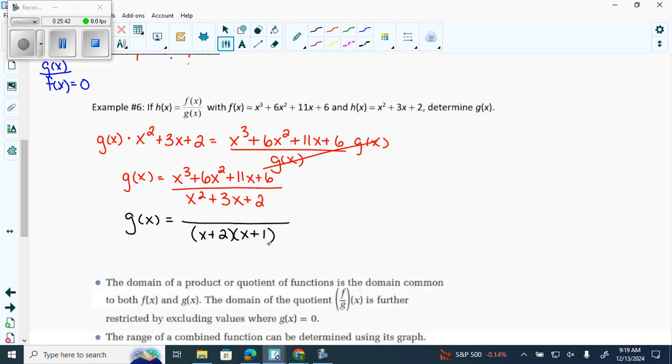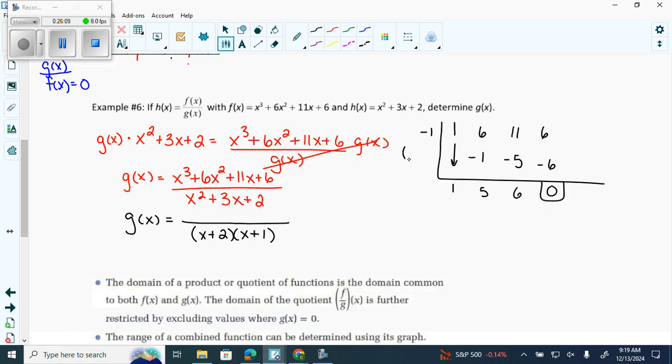So if someone took away my calculator, I would try -2 or -1 and see if they synthetically divide. I'm going to try -1 first. So I have count, 3, 2, 1, 0. Works. Drop the 1, -1, 5, -5, 6, -6, 0. So my factor is x plus 1, and my other factor is x squared plus 5x plus 6, which factors to x plus 2, x plus 3. So the top is x plus 2, x plus 1, x plus 3.